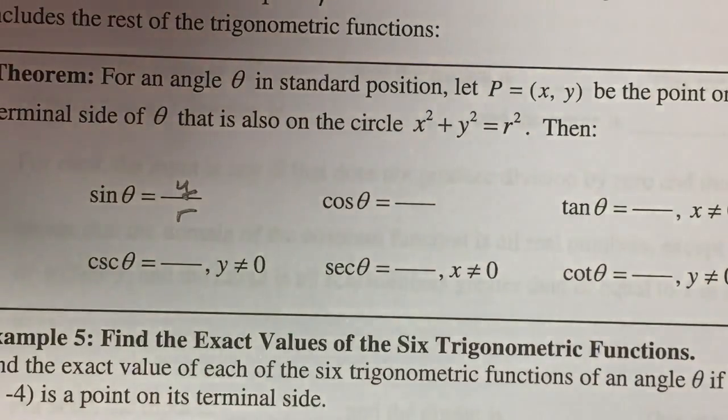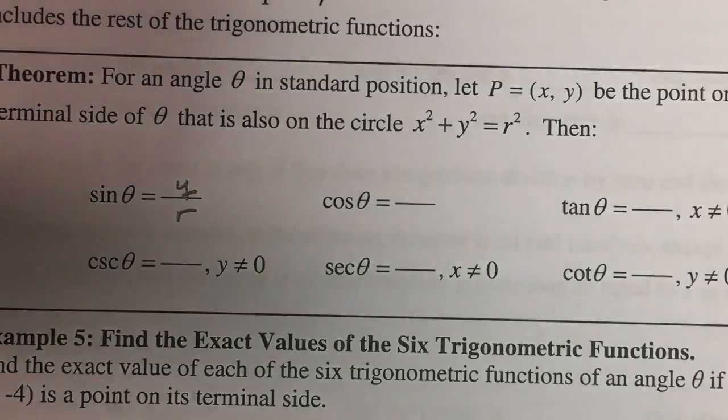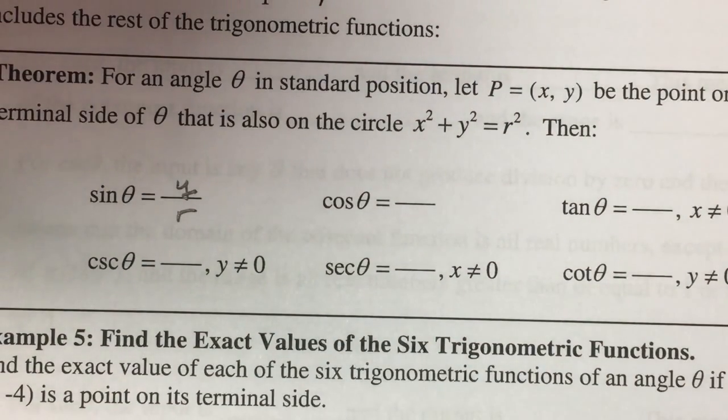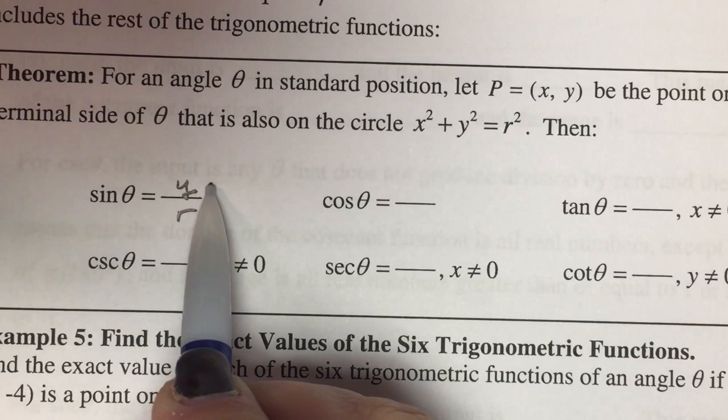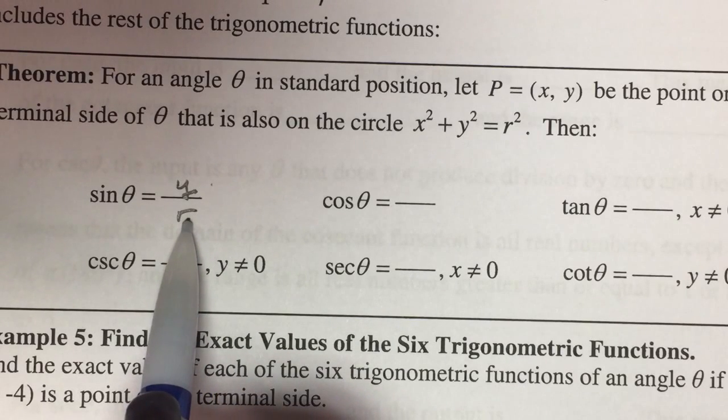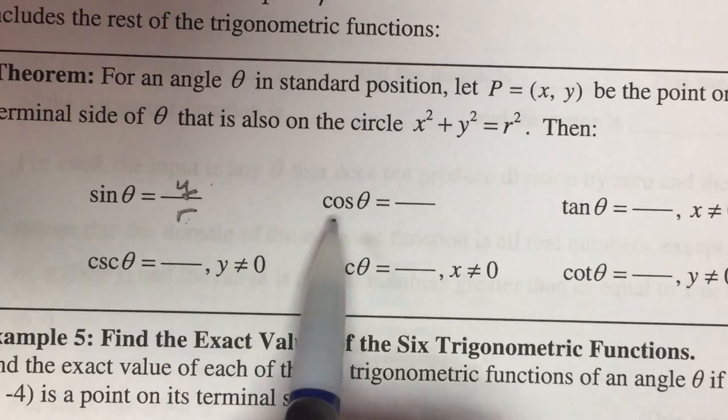Now, in this case, though, what they're saying is that what if you're not on the unit circle? So what if your radius is not 1? Well, then it's y over r. It's whatever your radius is. So this is basically saying opposite over hypotenuse. Remember SOHCAHTOA from way back when? That's what we're using here.